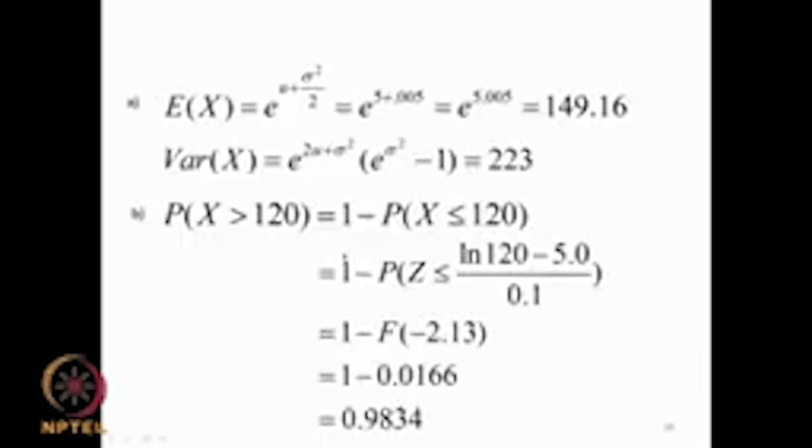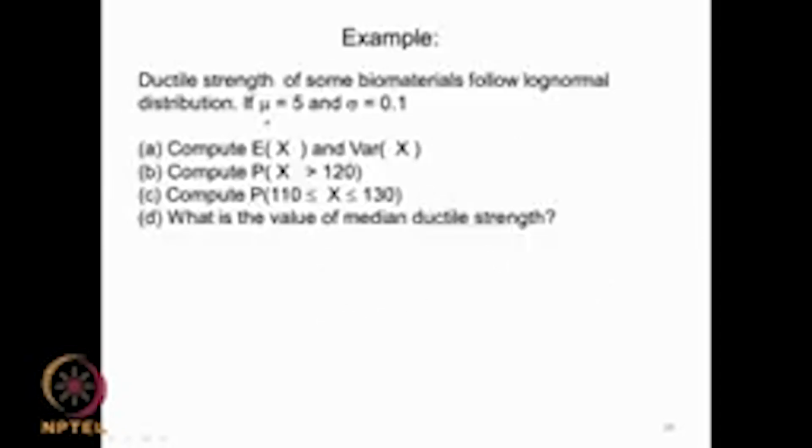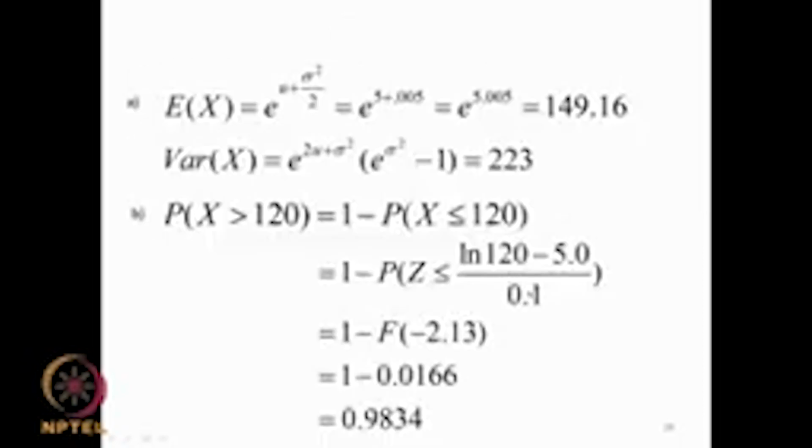So what do we do? We calculate 1 minus the probability of x less than 120, you all remember that, right? And then we calculate the z. If you remember our old z, how do you calculate? It is x minus mu by sigma. Here we take the logarithm of x, so ln 120, mu is given by 5, sigma is 0.1, so we get 2.13.